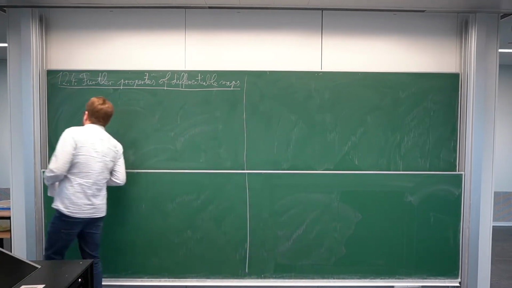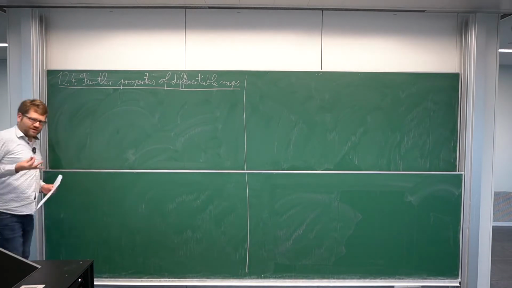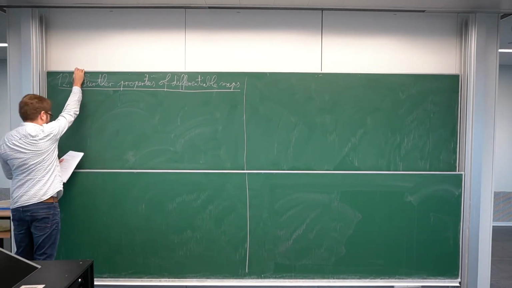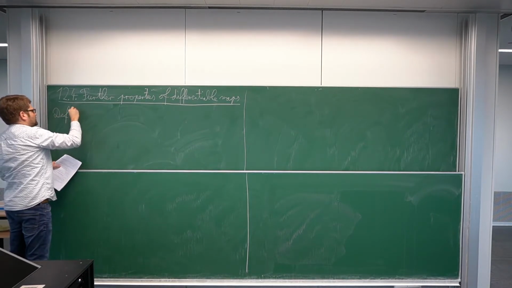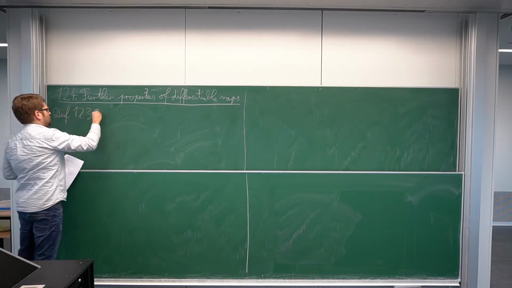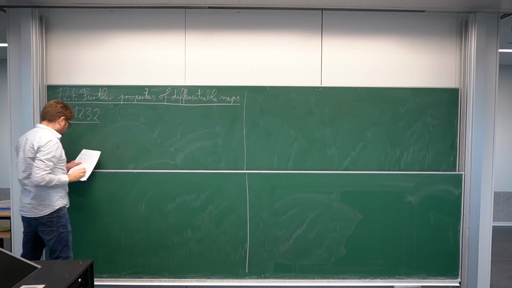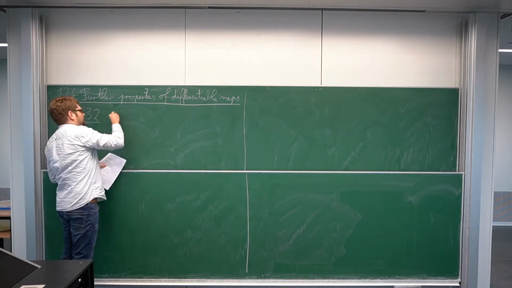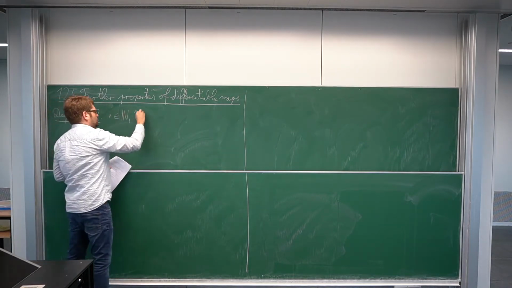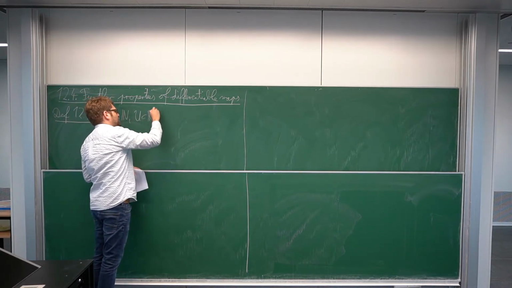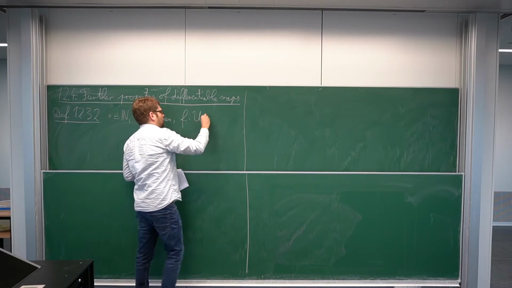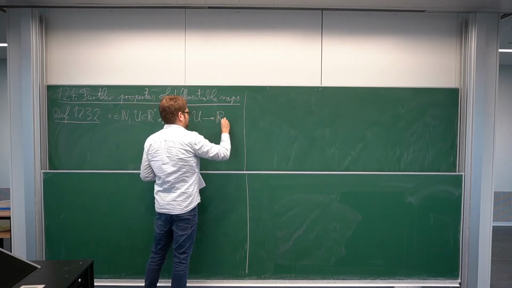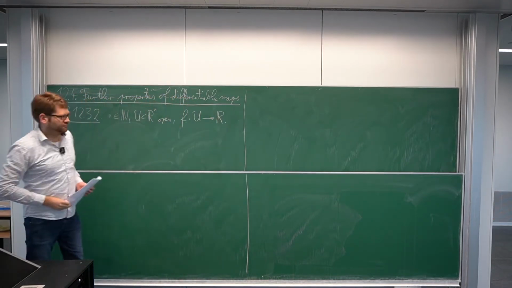I want to start with a construction that was indirectly already part of this course, but I haven't given it a name, namely the following. Definition 12.3.2. So assume we have n in N, U an open subset of Rn, and f from U to R. So a real valued function.